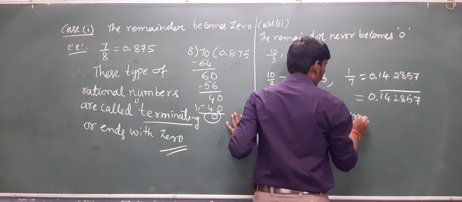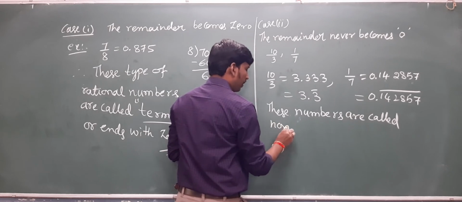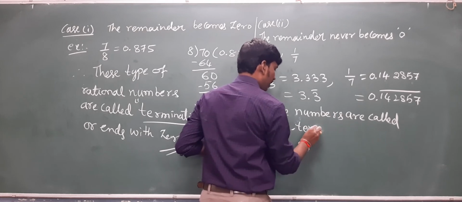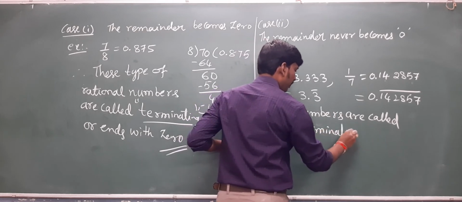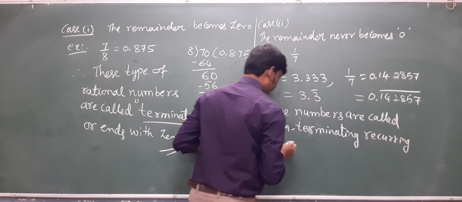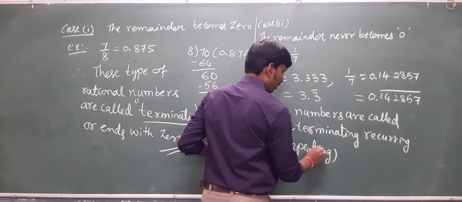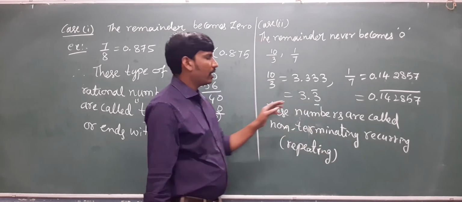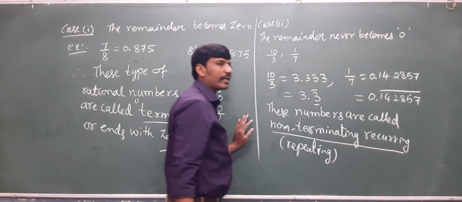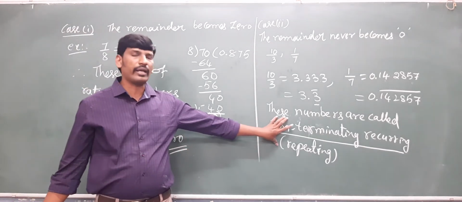These numbers are called non-terminating recurring or repeating. It means here 3 is repeated, and 142857 is repeated again. So these types of decimals are non-terminating recurring decimals. One is a terminating decimal, the second one is a non-terminating recurring decimal.